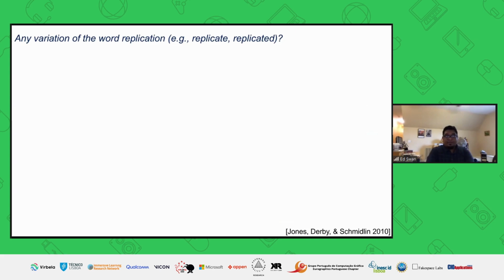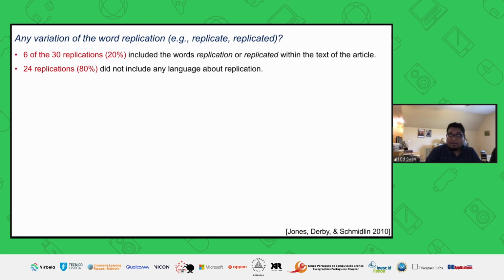This is a very interesting thing. Did any variation of the word replication, like replicate or replicated, appear in those papers? They mentioned that 6 of the 30 replications included the word replication, and 24 publications, that is 80%, didn't include any language about replication. Those are replication papers, but they don't mention any language about replication, because the authors of the survey decided, by reading and comparing both papers and using their own knowledge, whether a paper is a replication or not. But in the article, they don't say, okay, we're doing a replication.